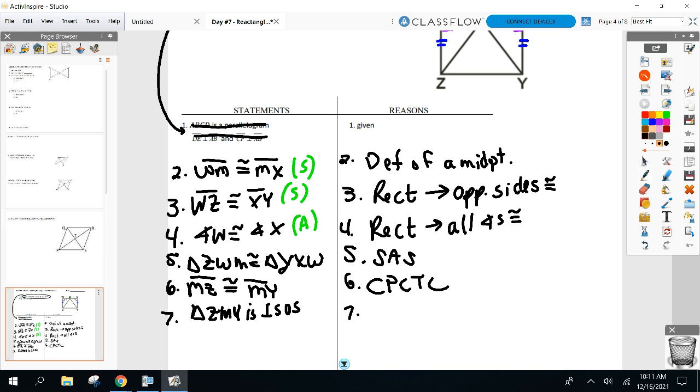Go ahead, fellas. I don't care who. I said opposite sides congruent by isosceles triangle. That's not an isosceles triangle, but it has opposite sides congruent, right? We just proved what here? Two sides congruent in a triangle.